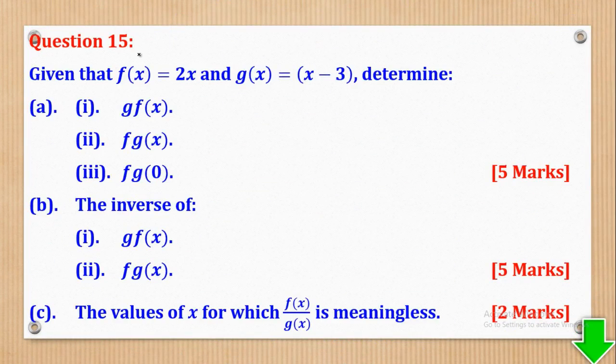So now we shall go to question 15, and question 15 says, given that f(x) is equal to 2x and g(x) is equal to x minus 3, determine part A, Roman 1 gf(x), Roman 2 fg(x), and Roman 3 fg(0). Then part B, determine the inverse of Roman 1 gf(x) and Roman 2 fg(x). Then part C, the values of x for which f(x) over g(x) is meaningless. So in this case it was not values, it was just value.